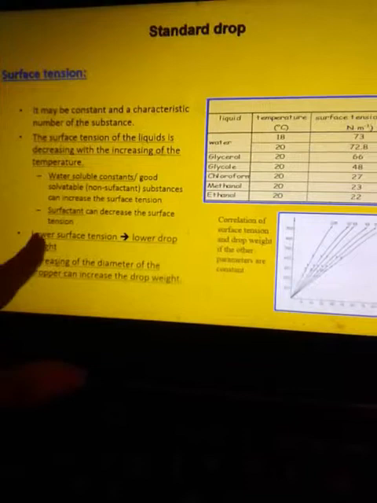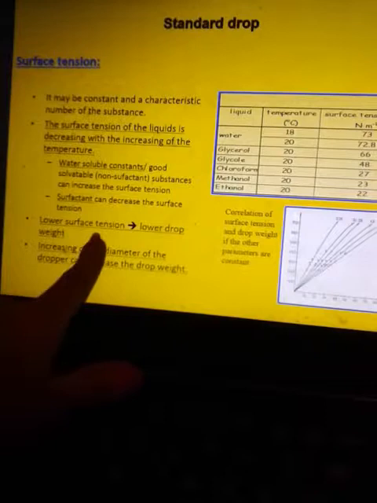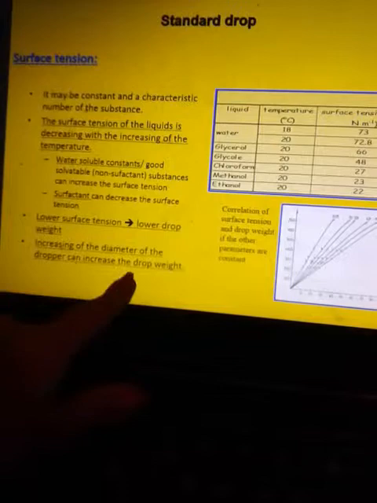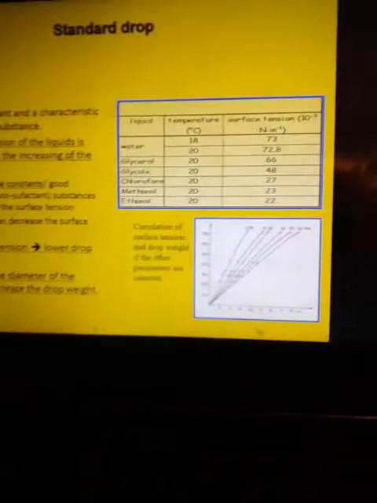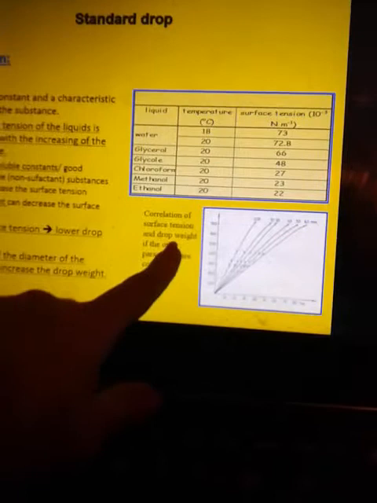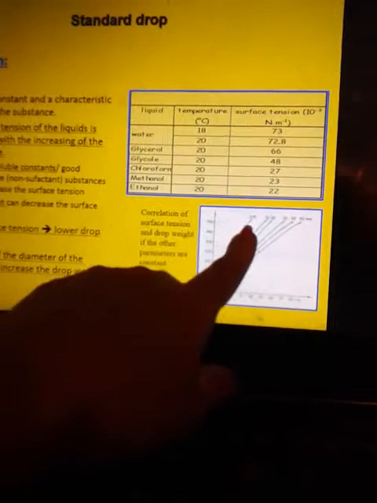Lower surface tension, lower drop weight. Increasing the diameter of the dropper increases the drop weight. Different surface tensions were given, with correlation of surface tension and drop weight if other parameters are constant. The higher the drop weight, the lower the surface tension.